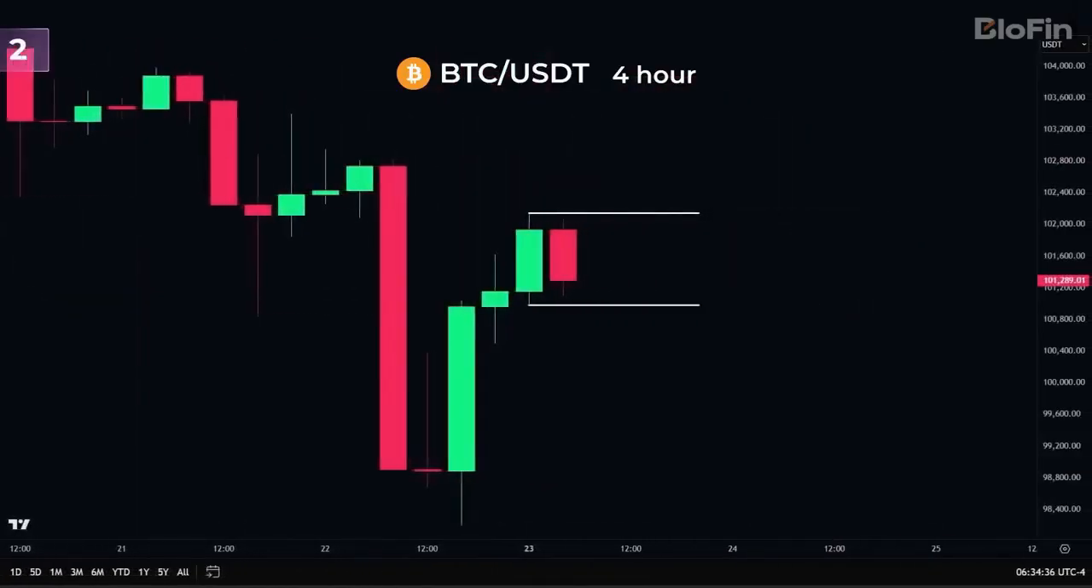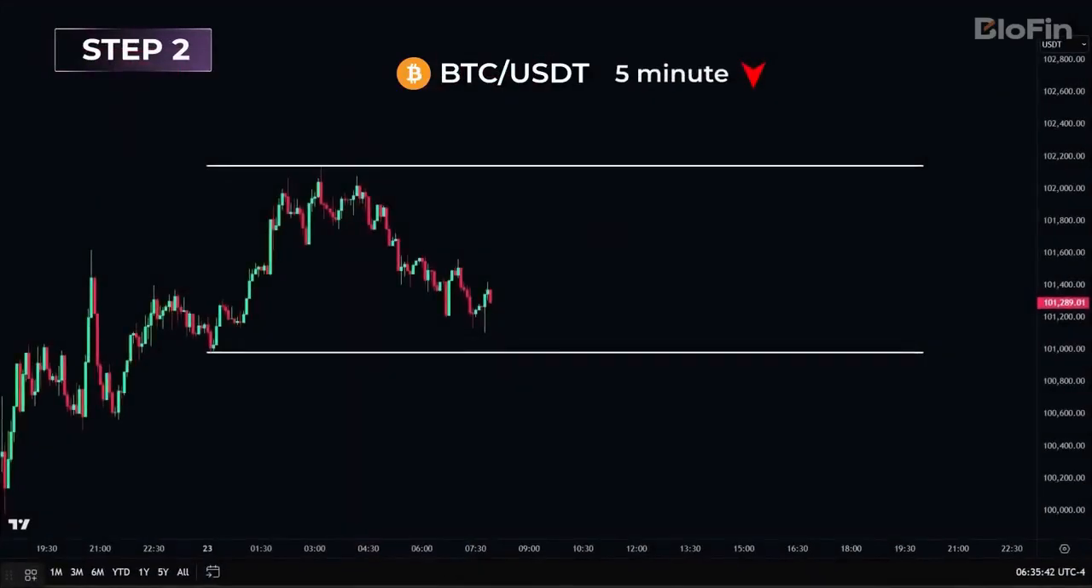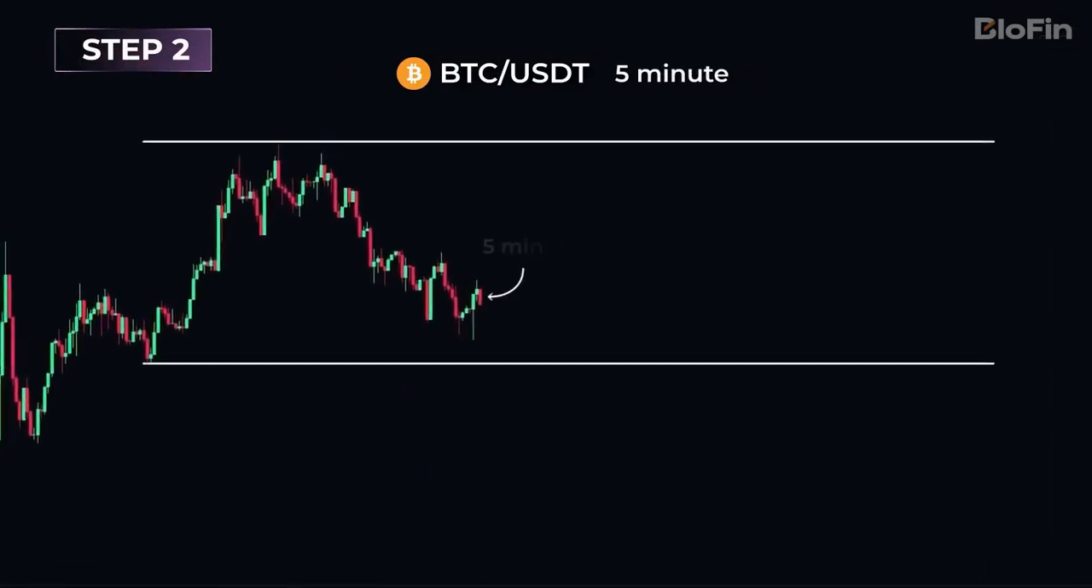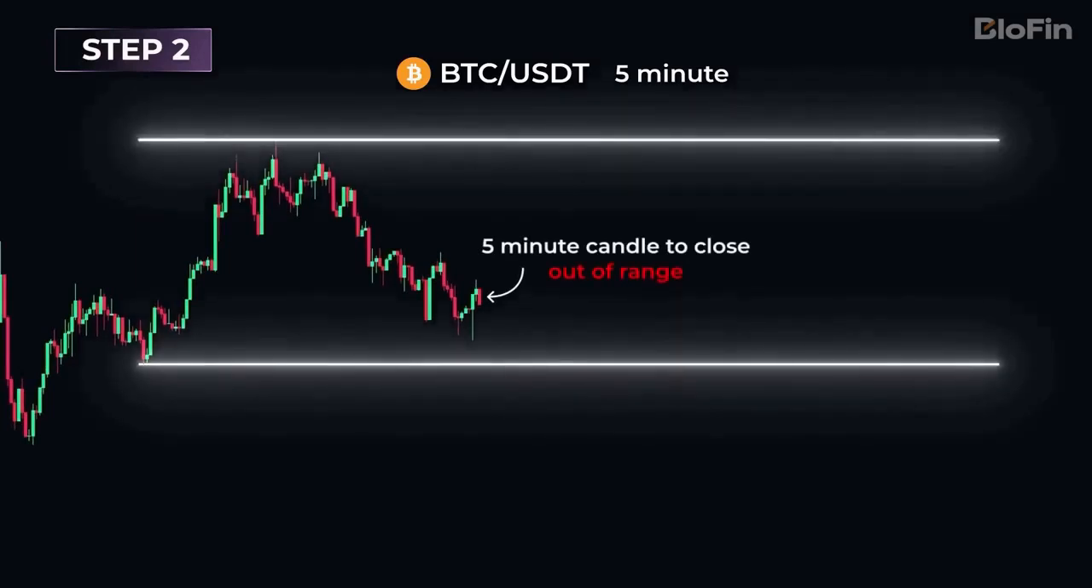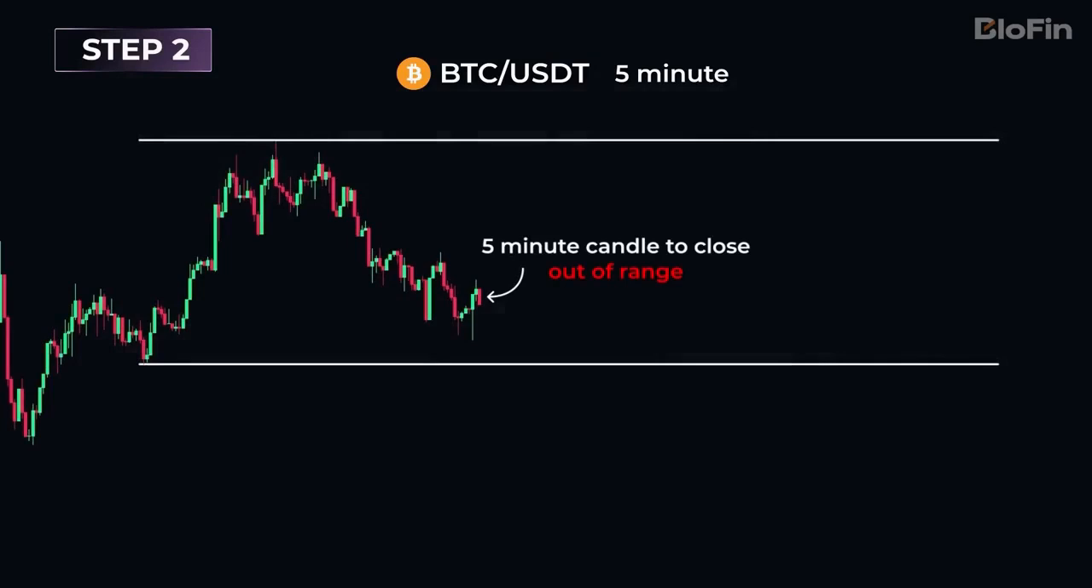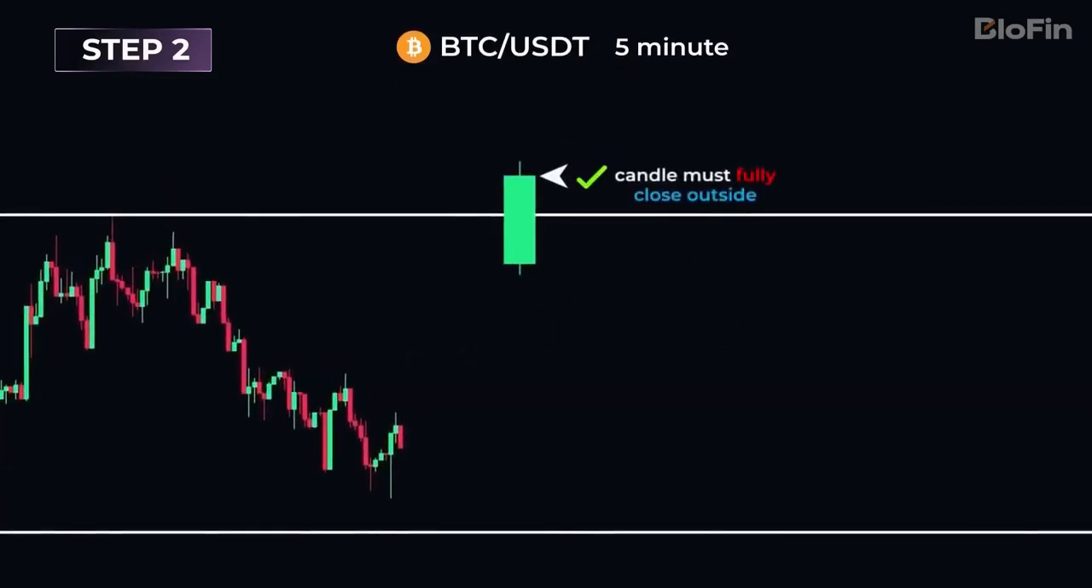Step 2. So after the 4-hour range is identified, we go down to the 5-minute time frame to look for scalp setups. So, the setup we're looking for is when the 5-minute candle closes outside of the range, either the range high or range low. But again, the key here is the candle must fully close outside, so wicks alone don't count.